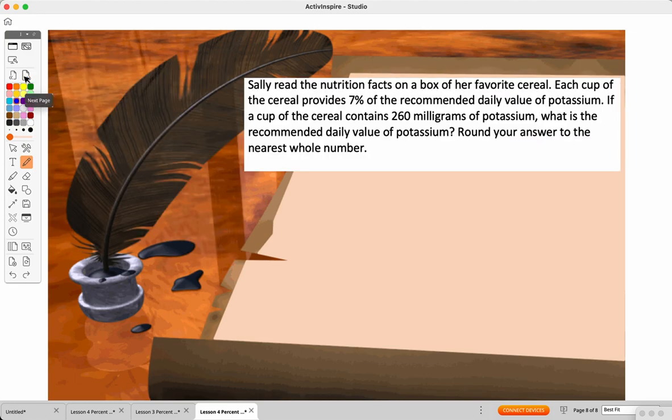All right, your last trick is this one right here. Sally reads the nutrition facts in the box of her favorite cereal. Each cup of cereal contains 7% of the recommended daily value of potassium. If the cup of cereal contains 260 milligrams of potassium, what is the recommended daily value of potassium? Round your answer to the nearest whole number. Pause the video and see what you come up with.